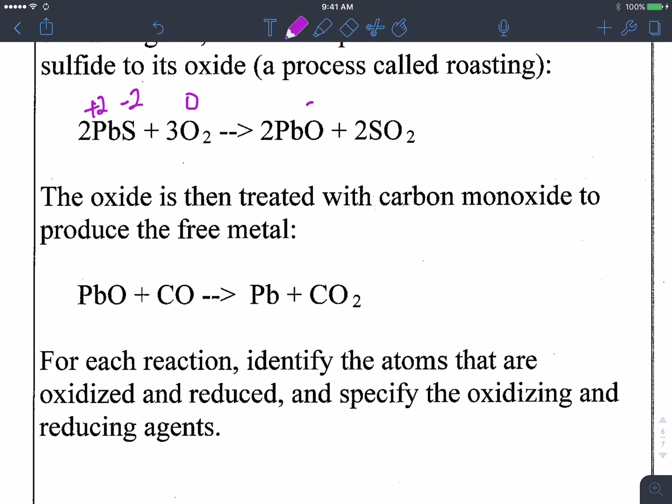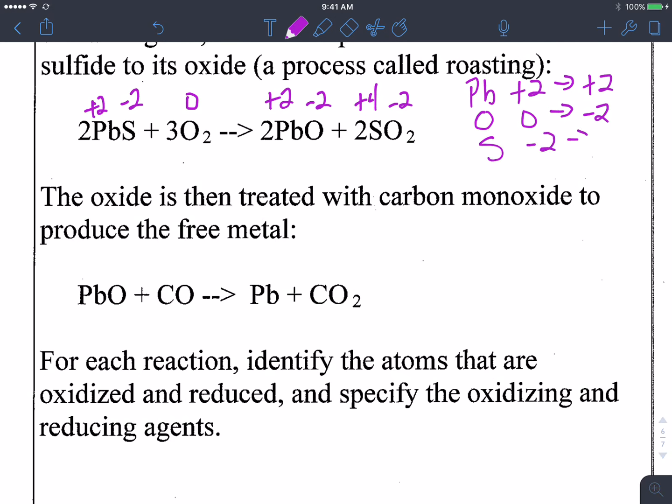We go to the other side. We know that oxygen is always a -2 in both of those species. In PbO, again, Pb becomes a +2. In SO2, the sulfur becomes a +4. So if we write these all out, Pb stays the same, goes from +2 to +2. That means there has to be one that's being oxidized and one that's being reduced. O is going from 0 to -2. S is going from -2 to +4. Whenever you have oxidation, you have to have reduction. There's no such thing as one without the other.